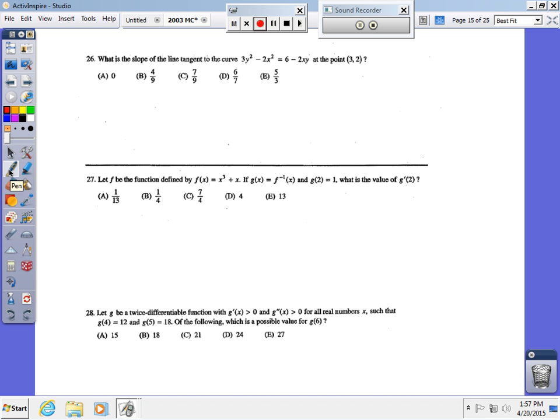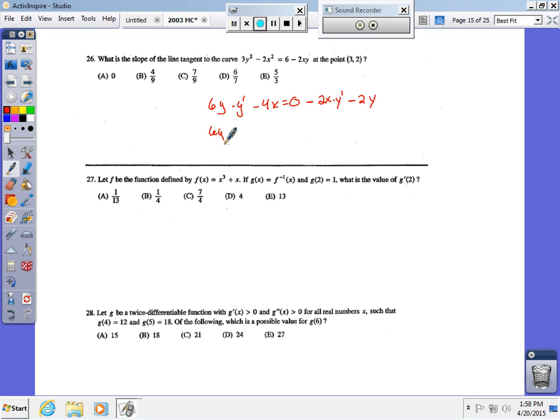Alright, what is the slope of the line tangent to the curve at that point? Implicit differentiation, right? So let's say 6y times y prime minus 4x equals 0. Product rule. Negative 2x times y prime, don't forget prime, and then the derivative of that's minus 2y. Alright, and where do they want it at the point 3 comma 2? Let me just simplify this a little bit.